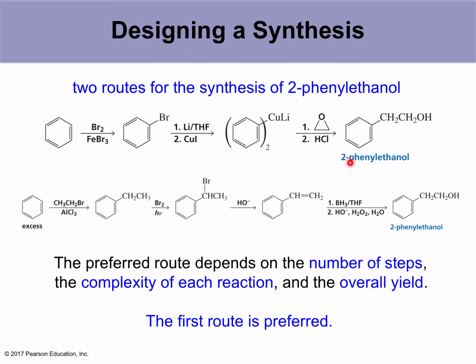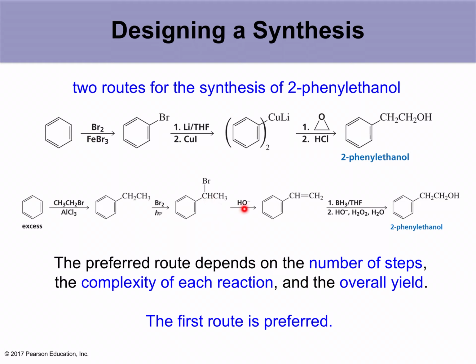That's one method. Another method would be you react benzene with ethyl bromide and aluminum chloride. So this is the Friedel-Crafts alkylation. So you add the alkyl group, ethyl group, and then you can brominate this in the presence of light, radical bromination. And when you do brominate, remember we talked about only the hydrogen on the benzylic carbon will brominate and give this compound.